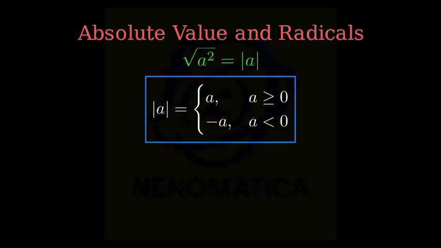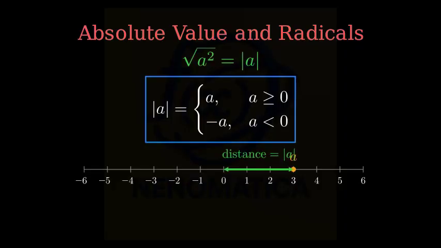We can define it piecewise as: absolute value of a equals a when a is greater than or equal to 0, and equals negative a when a is less than 0. Let's visualize distance. Here's a number line. I will place a point at a. The distance from 0 to a is the absolute value of a. When a is positive, that distance equals a. When it is negative, the distance still points to the right, but its length is the opposite of a.